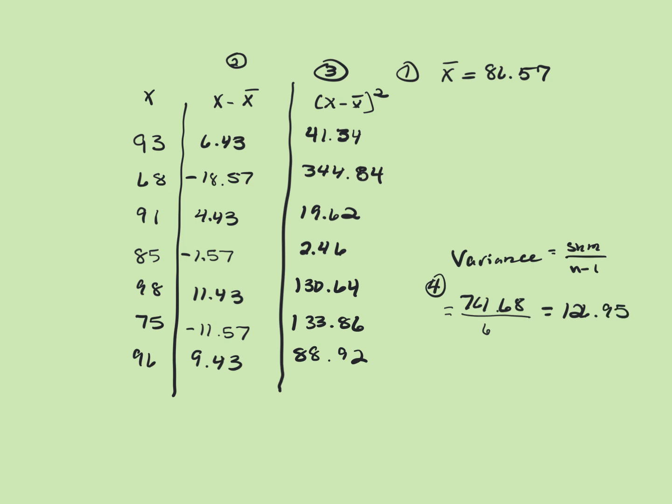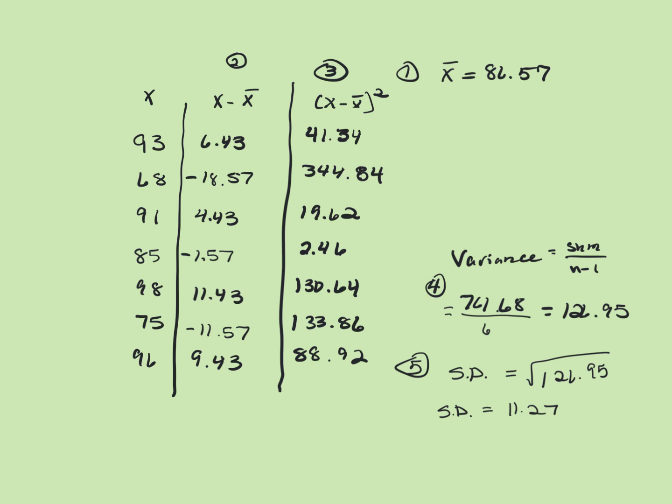126.95. And then finally, to get that standard deviation, we're going to take the square root of our variance, which was the 126.95. So we're going to go ahead and take the square root of that value. And it looks like our standard deviation here is going to be 11.27.